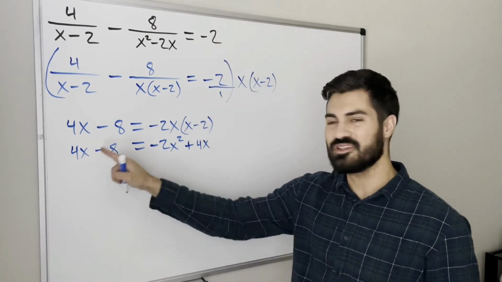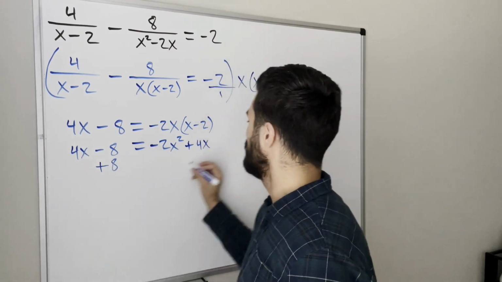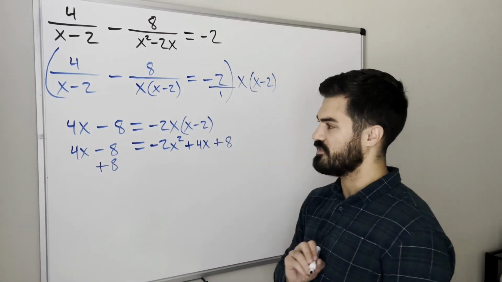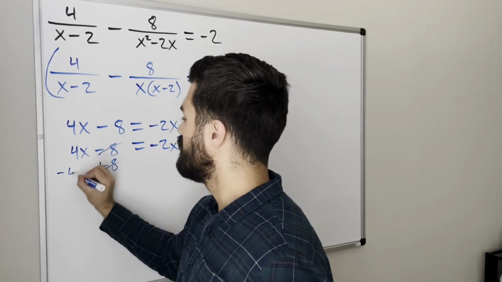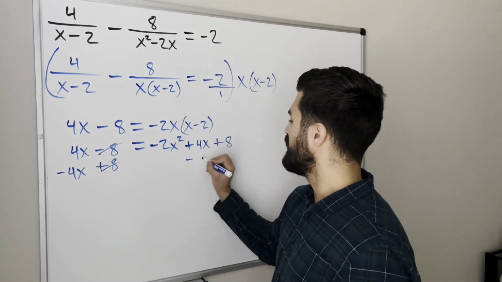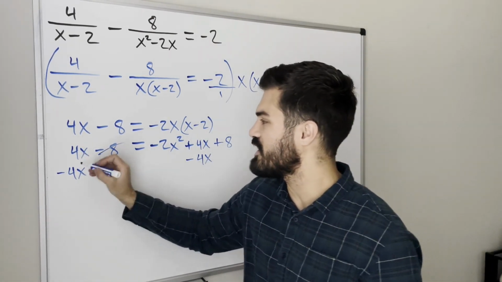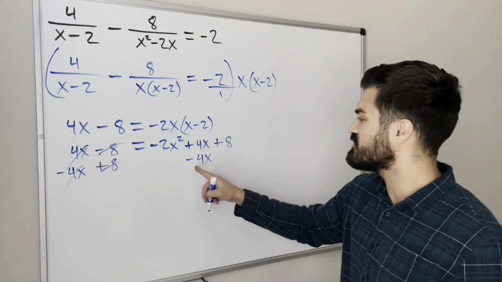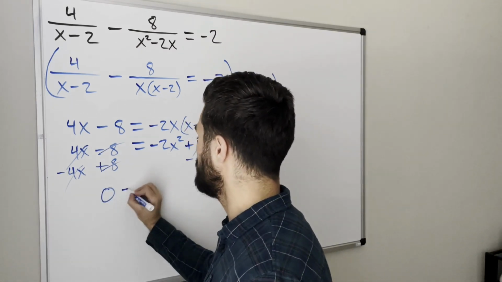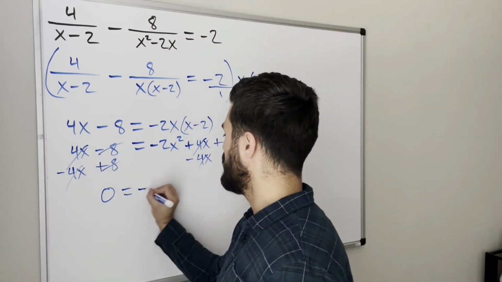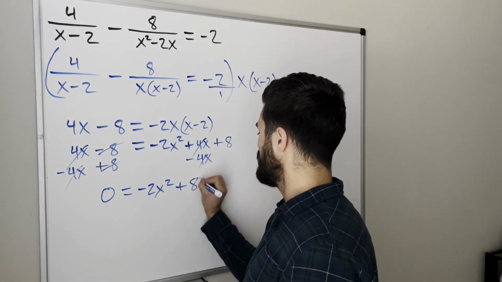I'm going to get 0 on this left side of this equation. Move everything over to the right. So I'm going to add 8 to both sides. Okay, so the minus 8 plus 8 will cancel. Then I'm going to subtract 4x from both sides. And what's nice about this is it actually cancels on both sides. Plus 4x minus 4x, those cancel. Plus 4x minus 4x, those cancel. So now I have this 0 on the left-hand side of the equation. And on the right-hand side, I have negative 2x squared plus 8.